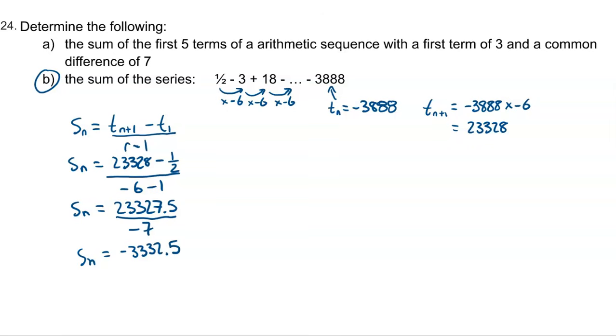3,332.5. Now the interesting thing here, as I already said, is that we have no idea how many terms are in there, but the other interesting thing is that the sum is actually smaller than the last term. And the reason for that is because the sign is switching on every term. So the sum is smaller than the biggest term in the series.